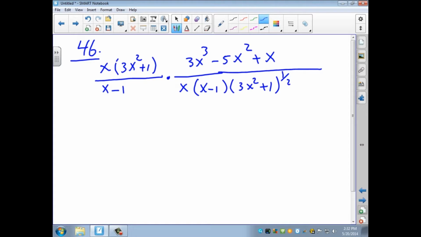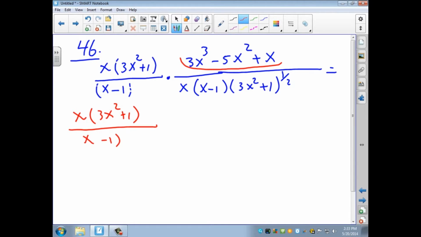Okay, let me put this in parentheses here. Equal. So I'm going to see if I can factor anything here. The only thing that might be factorable is this one here. All right, this is like a trinomial. So I'm going to write everything else as they are. X times 3x squared plus 1, x minus 1 in the denominator, multiplied by.